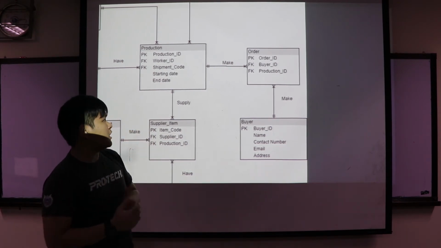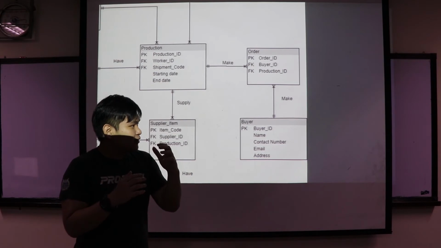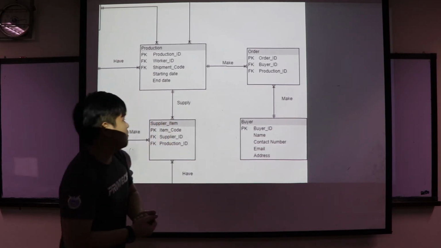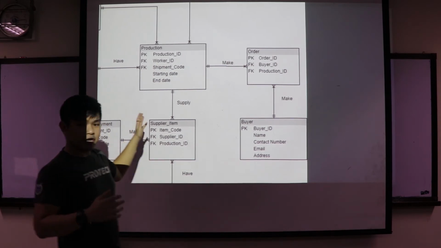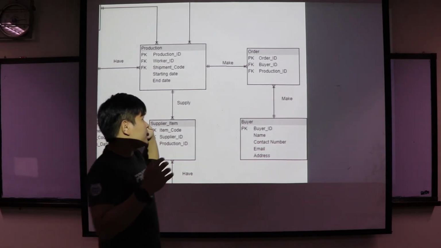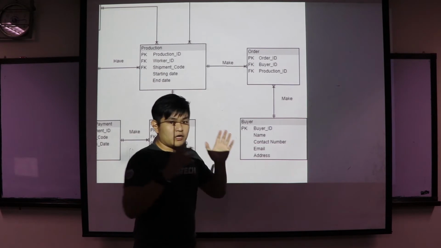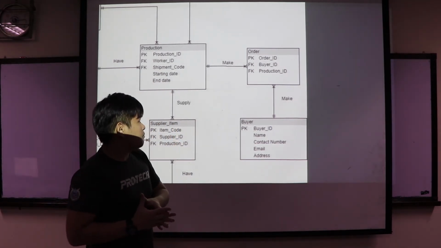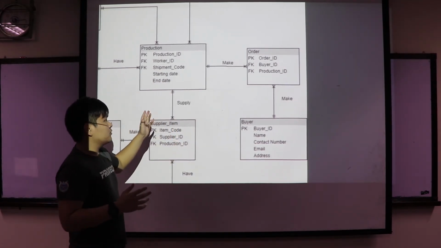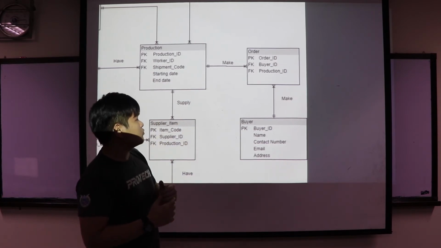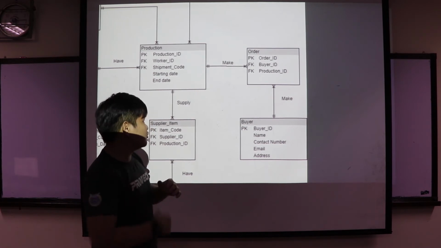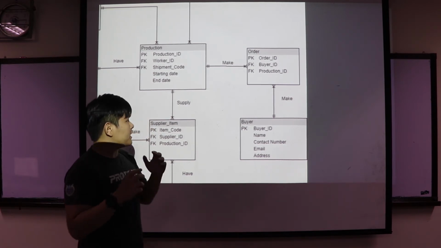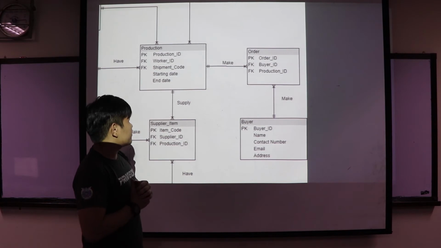So we need another composite table for both tables, the buyer's table and the production table. We need to make orders a composite table between these two tables. In the orders table, we need to have a primary key, which is order ID, and two foreign keys, which are buyer ID and production ID.